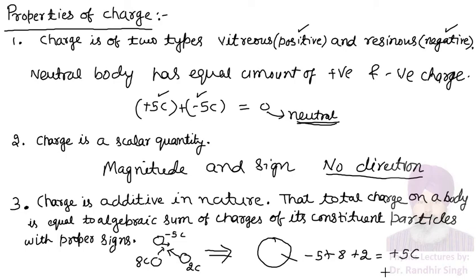So to find the total charge on a system containing a large number of constituent particles, we will just add the charges of all constituent particles algebraically. However, while doing this, we will not ignore the sign of the charge. The sign of each charge must be taken care of properly.